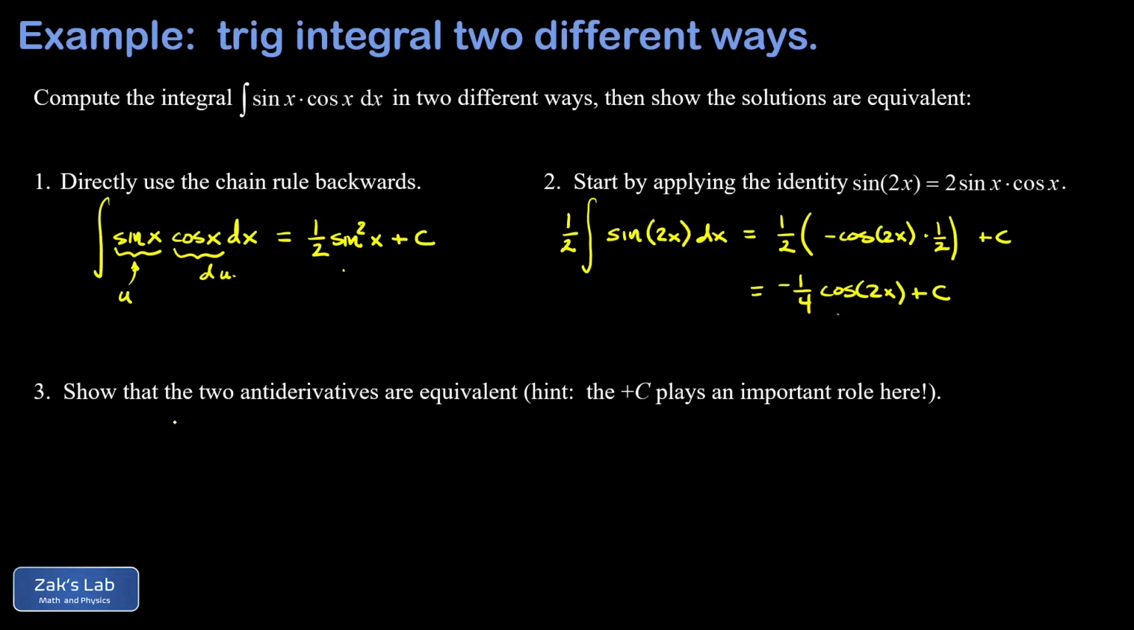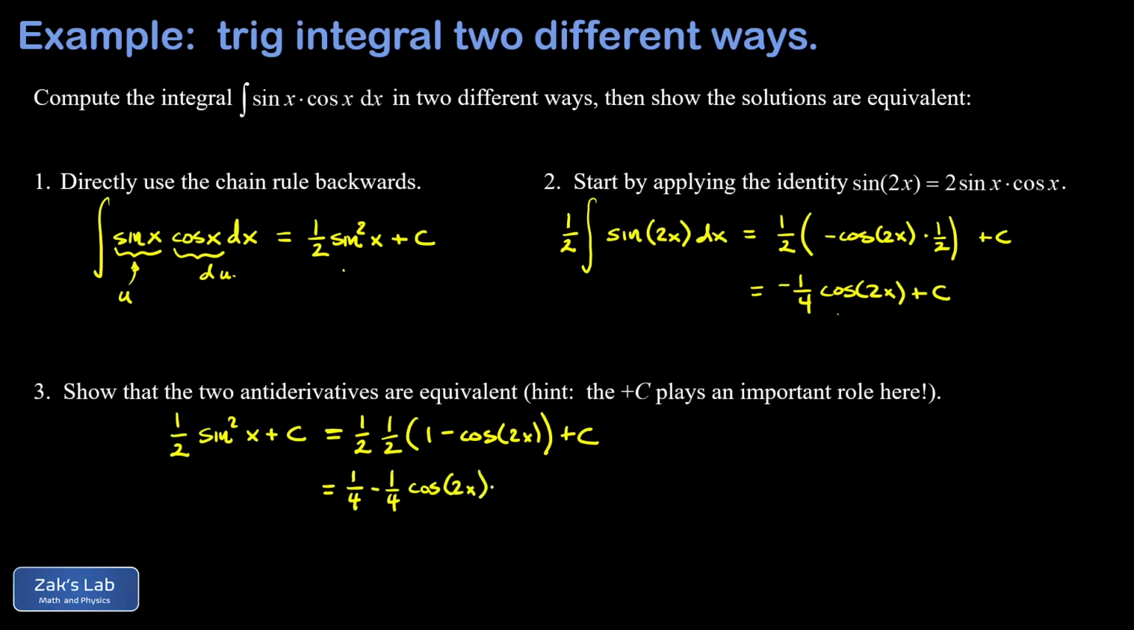I'm just going to start with the one on the left, and I have a 1/2 sine squared x plus c. Now we just have to remember an identity for sine squared x, and I normally call this the power reducing identity. Sine squared is 1/2 times the quantity 1 minus the cosine of twice the angle. And I can already see I'm getting close to that second solution. Don't forget to keep that plus c. So 1/2 times 1/2 is 1/4, and I'm going to distribute that, and I end up with 1/4 minus 1/4 cosine of 2x plus c.